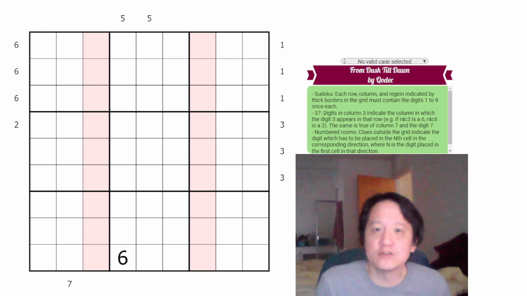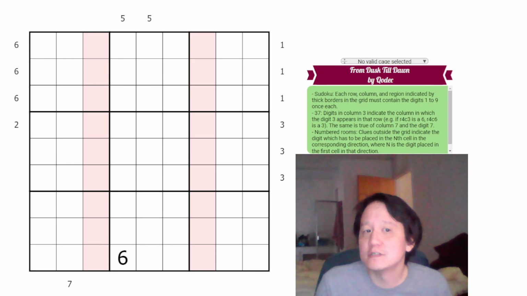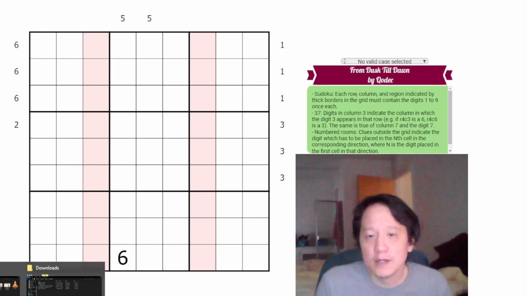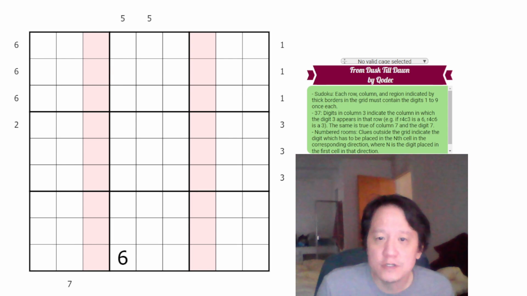In the month of October, I'm going to try to upload 2 videos every day, one of the very easy to easy variety and one of the average, hard, or very hard difficulty level. And this is today's average difficulty level puzzle. It's called From Dusk Till Dawn by Kodak. And here are the rules.